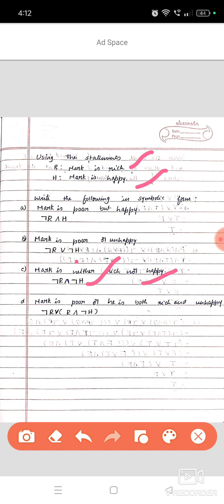Next, Mark is poor or he is both rich and unhappy. Mark is poor. Mark is poor means not R, or operator, R and not H. What is R? Mark is rich and unhappy means not H.